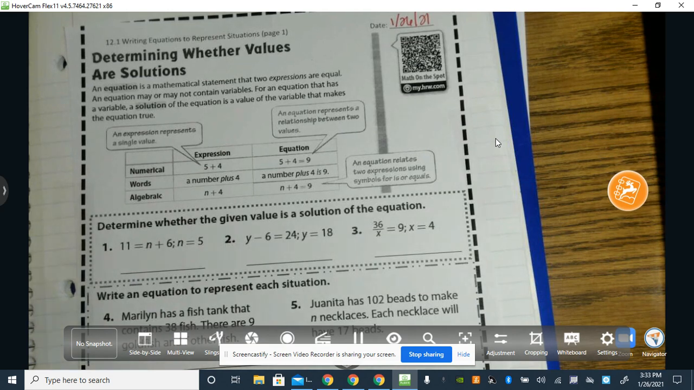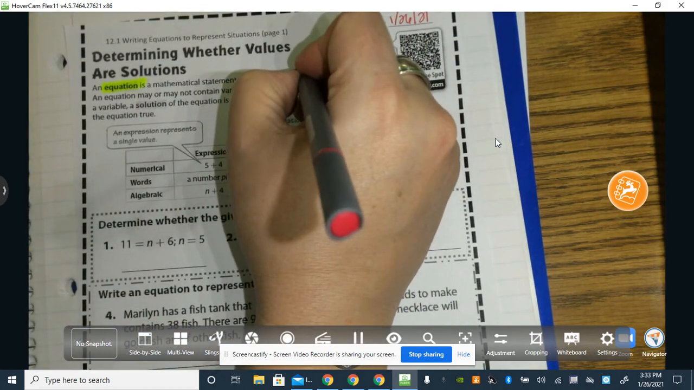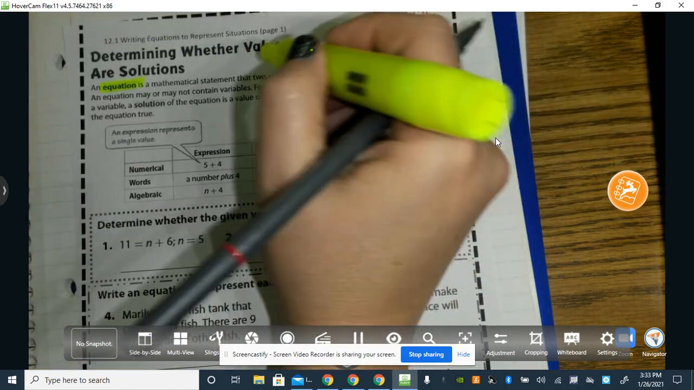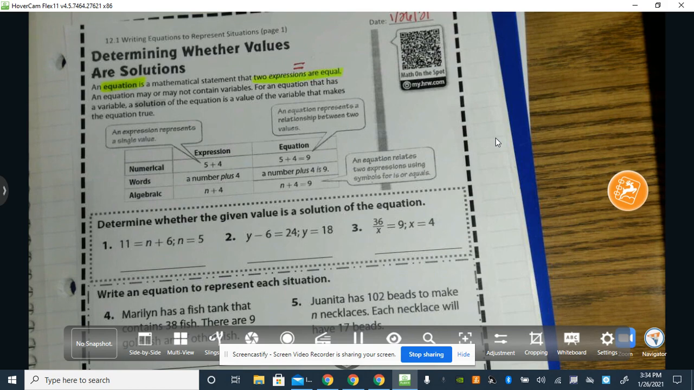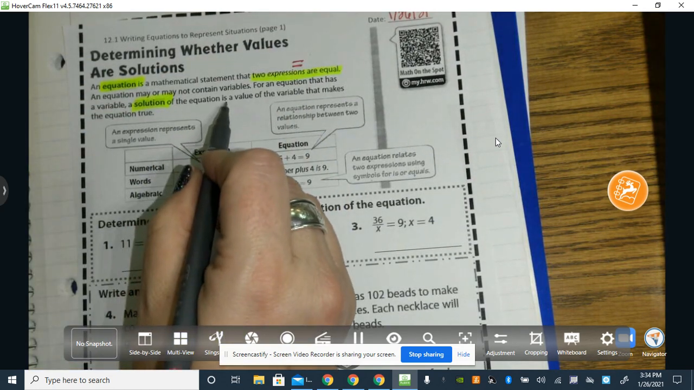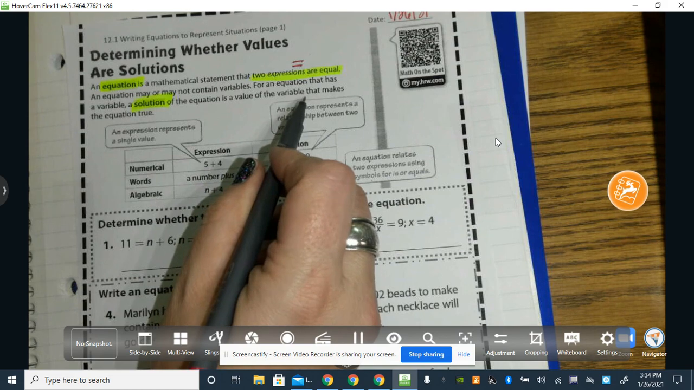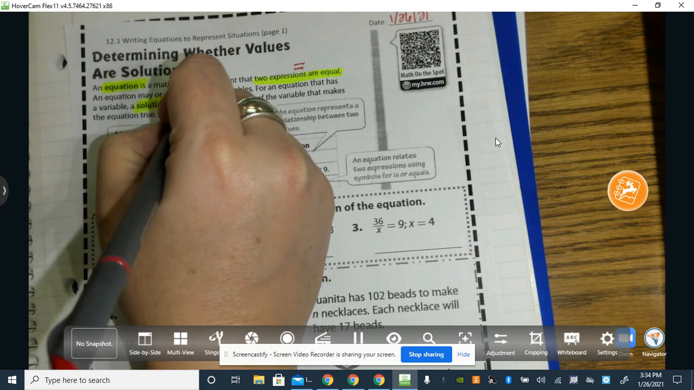Okay, and to determine whether values of are solutions. So an equation is a mathematical statement that two expressions are equal. Equation means equal. An equation will always have an equal sign. Two expressions are equal. An equation may or may not contain variables. For an equation that has a variable, a solution of the equation is a value of the variable that makes the equation true. So a solution, think of it as an answer.